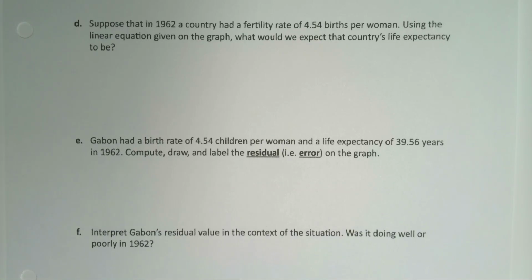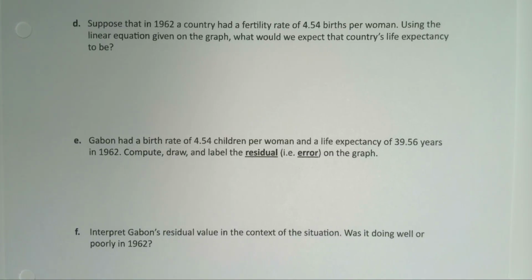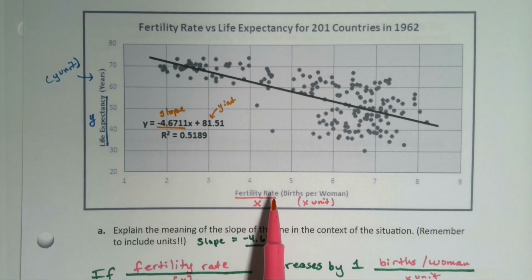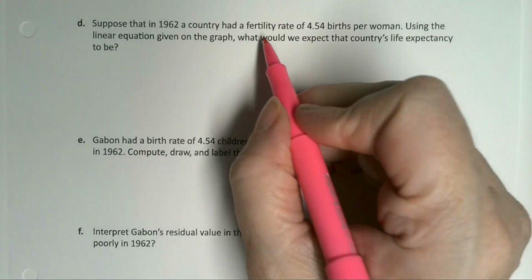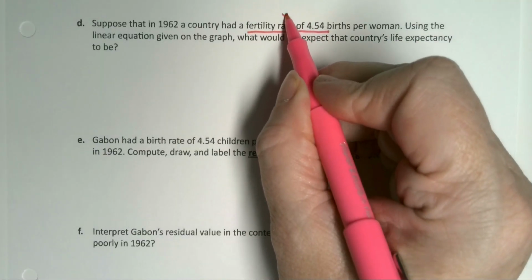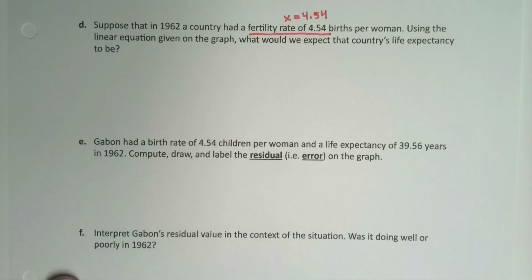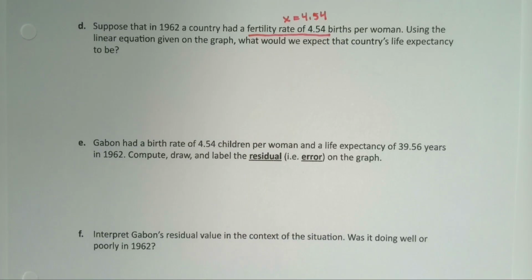Continuing with our fertility rate and life expectancy data set. Suppose a country in 1962 had a fertility rate of 4.54 births per woman. Now, again, tie that back to the graph. Fertility rate, births per woman, that's X. So they're telling you, hey, we have a country that has X equal to 4.54. Using the linear equation given on the graph, what would we expect that country's life expectancy to be?